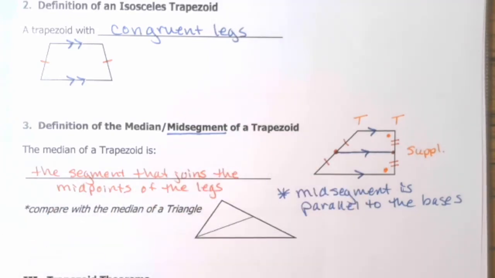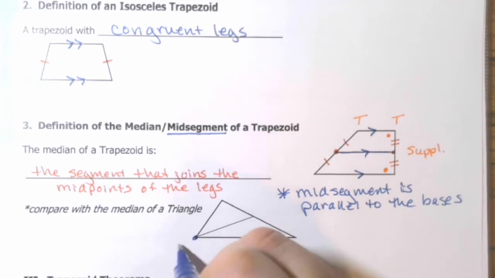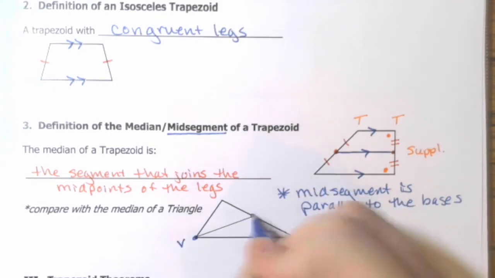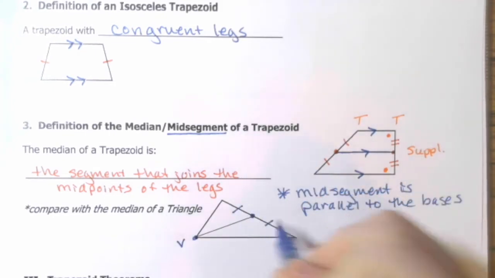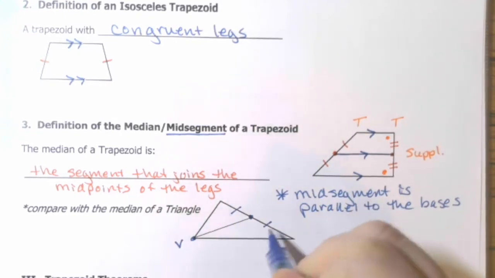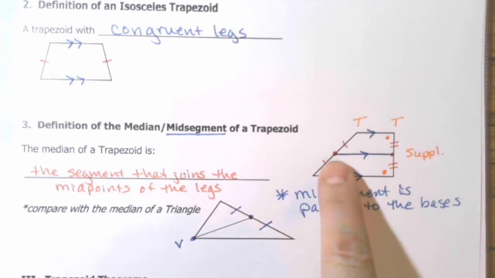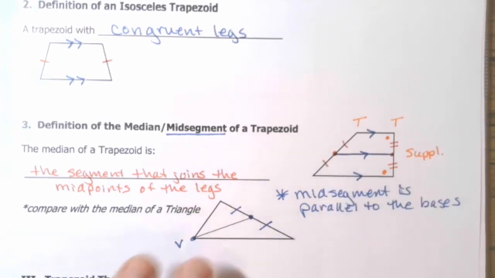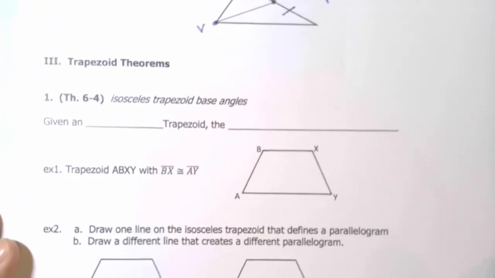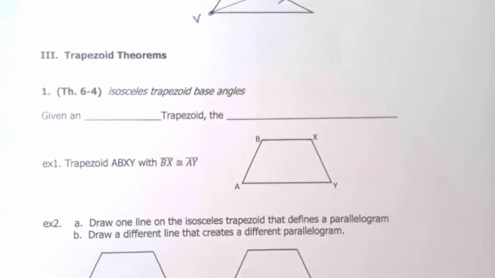All right, really quick comparison with the median of a triangle. The median of a triangle, if you remember, goes from one vertex to the midpoint of one side. That's a median of a triangle. So a median or a mid-segment of a trapezoid goes from midpoint to midpoint. So it is different. All right, Roman numeral 3, trapezoid theorems.